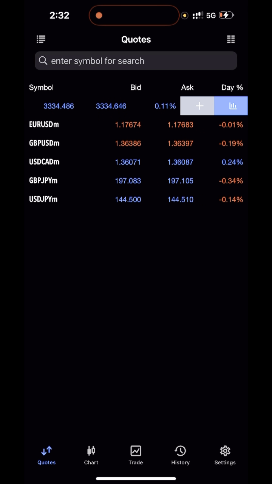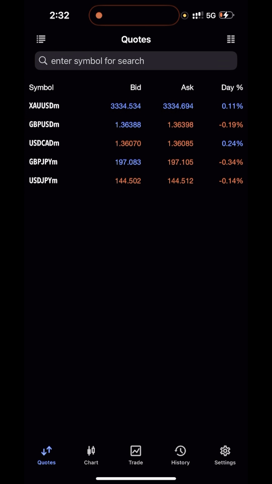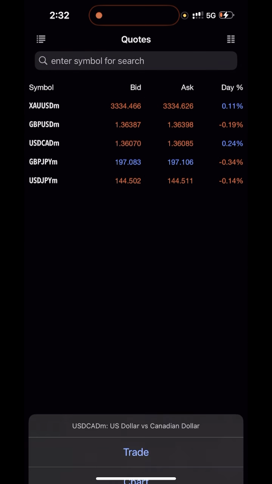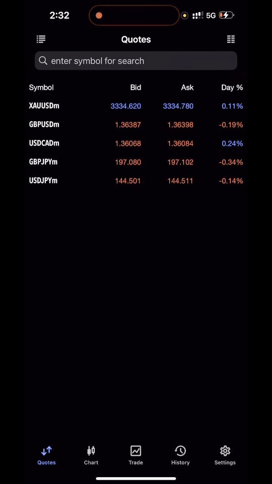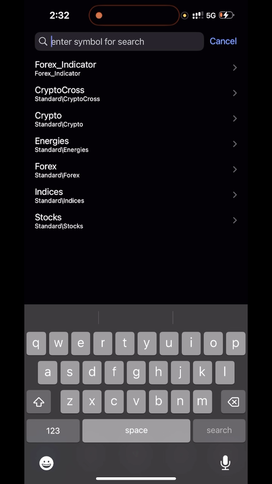So you cannot delete the one that is actually open, but if, for instance, you want to remove euro USD, just tap on it. So for you to remove this one, you just open another chart before you'll be able to delete it. So if you tap on it now, you're able to delete. So that's how to. So I'm going to add gold.